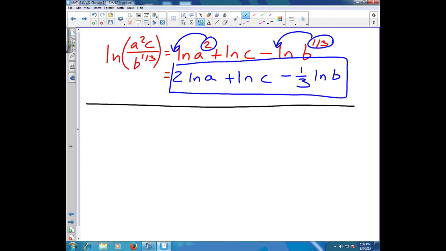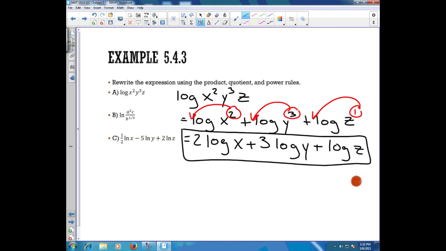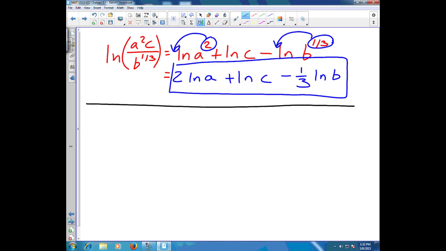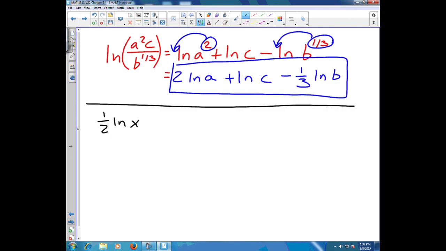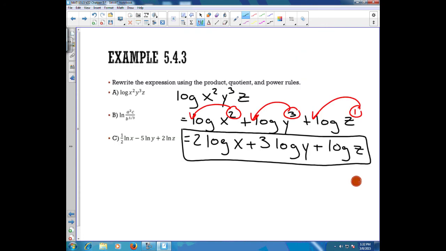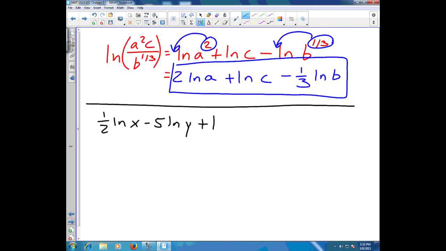Finally, part C was 1/2 natural log of x minus 5 natural log of y plus 2 natural log of z. Now we want to condense this. We want to simplify this logarithm.